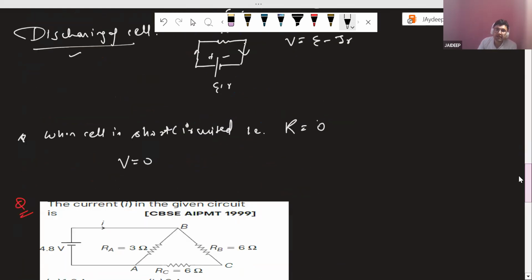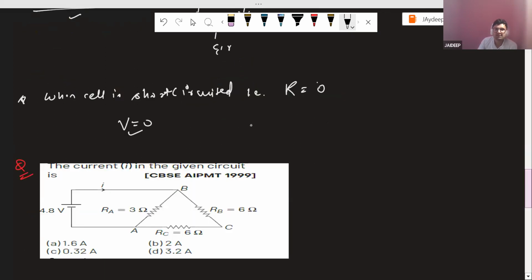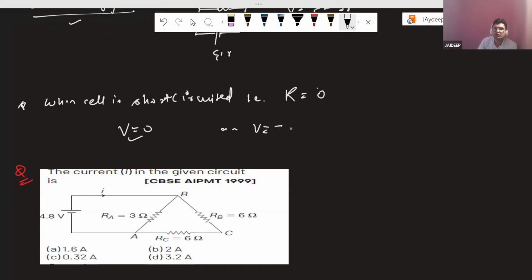When the cell is short circuited, external resistance is 0, so V also becomes 0, because V equals IR. As we know V equals IR, so if R becomes 0, V equals 0.